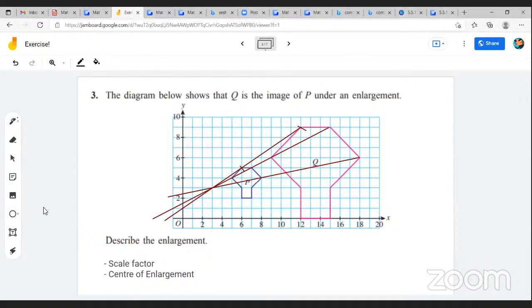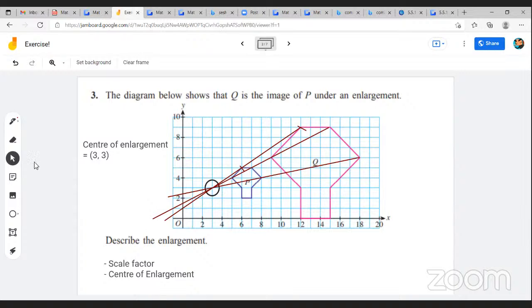Now then, over here, at this point, you can see that this is what's called the center of enlargement, where these lines connecting the points of the congruent shapes will intersect. And this center of enlargement is, as you can see, coordinates 3, 3. So that's the first part.